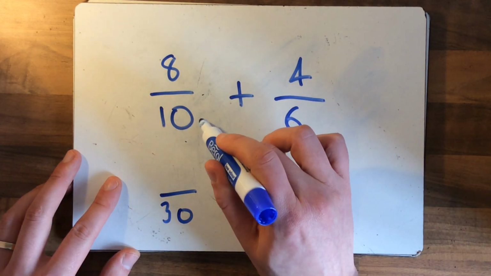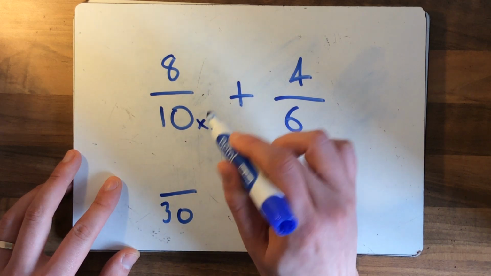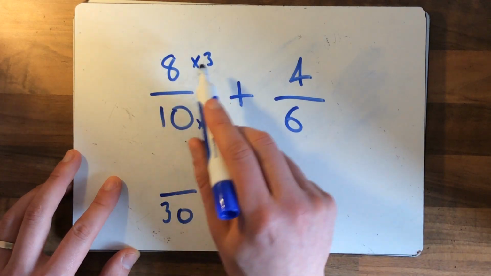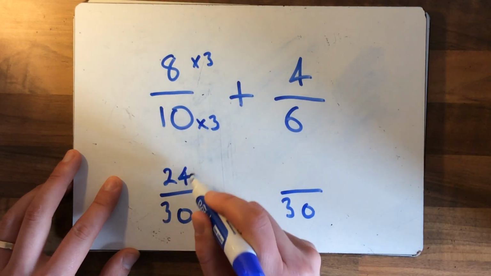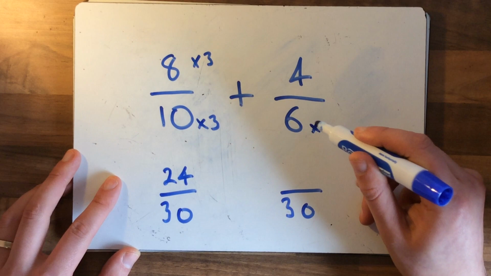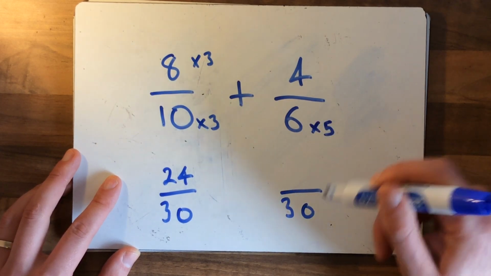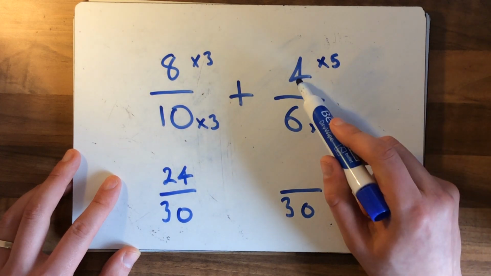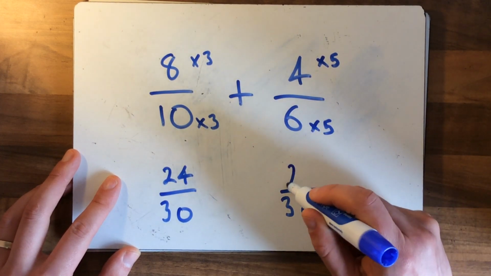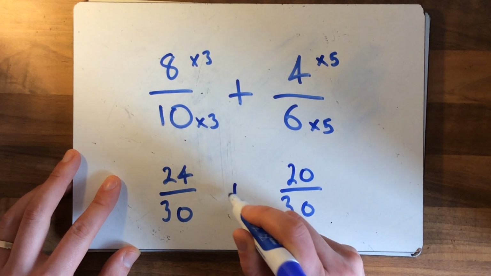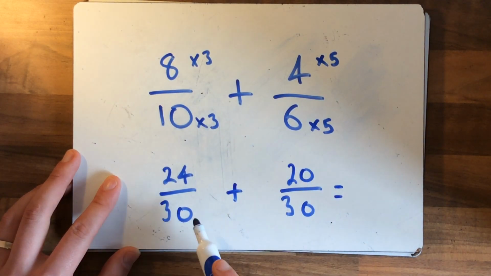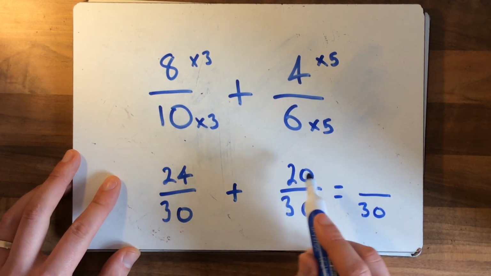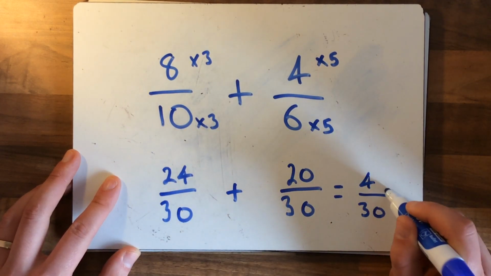So what have I had to times this 10 by? I've had to times it by 3, so that means I need to times the numerator by 3 as well. 8 times 3 is 24. 6, I've had to times it by 5, haven't I, to get it to 30, so I need to do the same to the numerator as well. So 4 times 5 is 20, and it's an addition. So now we can solve this. The denominator is going to stay the same as 30, and now we do 24, add 20, which is 44.